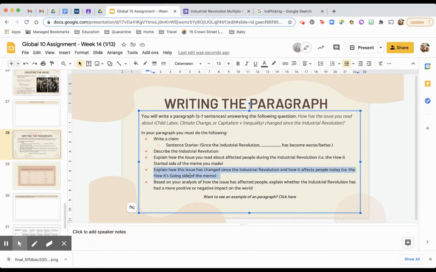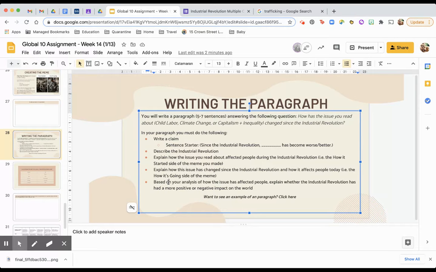Then you go on and explain how this issue has changed since the Industrial Revolution, meaning the "how it's going" side of the meme, what you read about. So say this is still an issue today, and in fact it has become better or worse. Or you could say this isn't as much of an issue today, it's become better. But let's say you think it's worse. Say this is still an issue today. For example, in the reading, it says whatever it says.